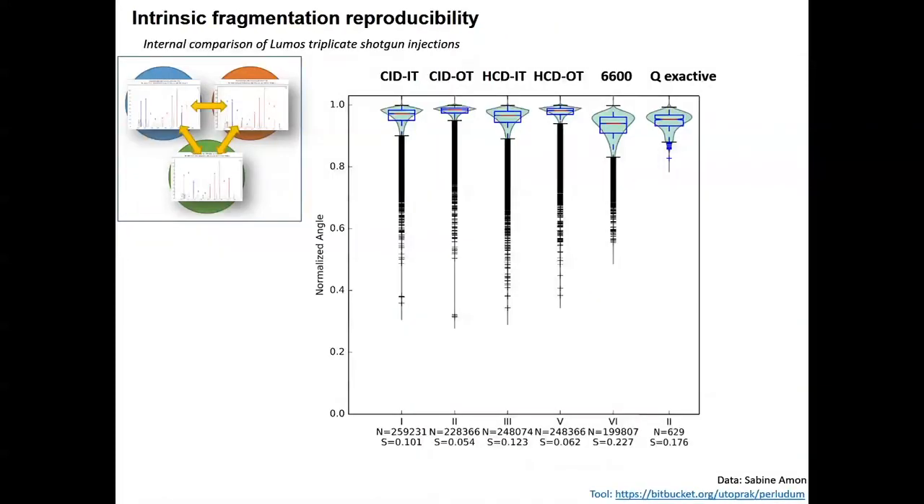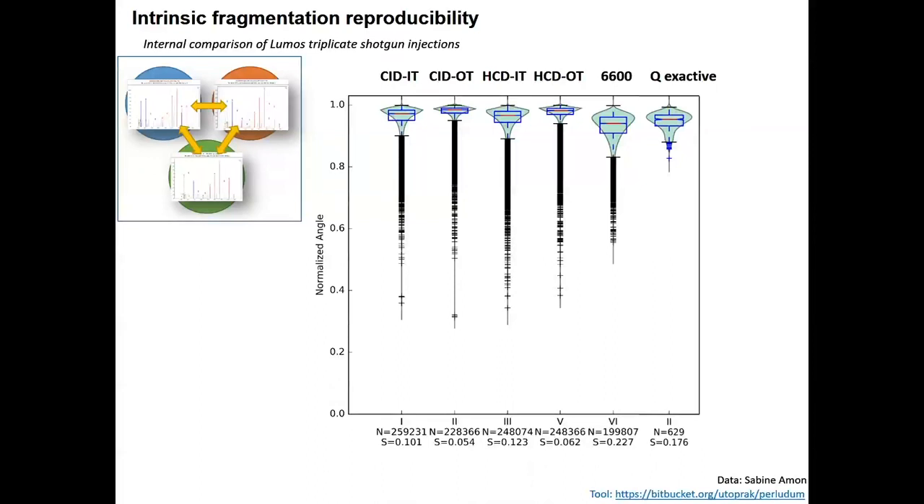Anyway, when we got the Lumos, the data here on the left side is Lumos, with the 6600 triple TOF as a comparison and a Q-Exactive as a comparison. What we do here is basically take the same sample, a HEK lysate, and inject it in triplicate, shotgun triplicate injection from the same sample, exact same method.